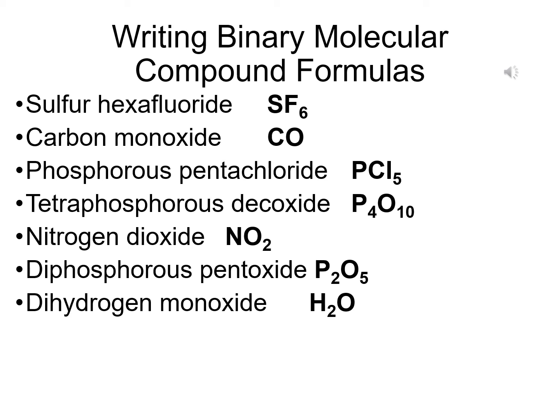Our next compound is phosphorus pentachloride. So we have in the formula P for phosphorus, and penta is 5, so we have 5 chlorines in our formula for phosphorus pentachloride. Our next compound is tetraphosphorus decoxide. Tetra is 4, so we're going to have 4 phosphorus in this formula, and deca is for 10, but we remember when we have the A and the O next to each other, we drop the A, so we have 10 oxygens in decoxide.